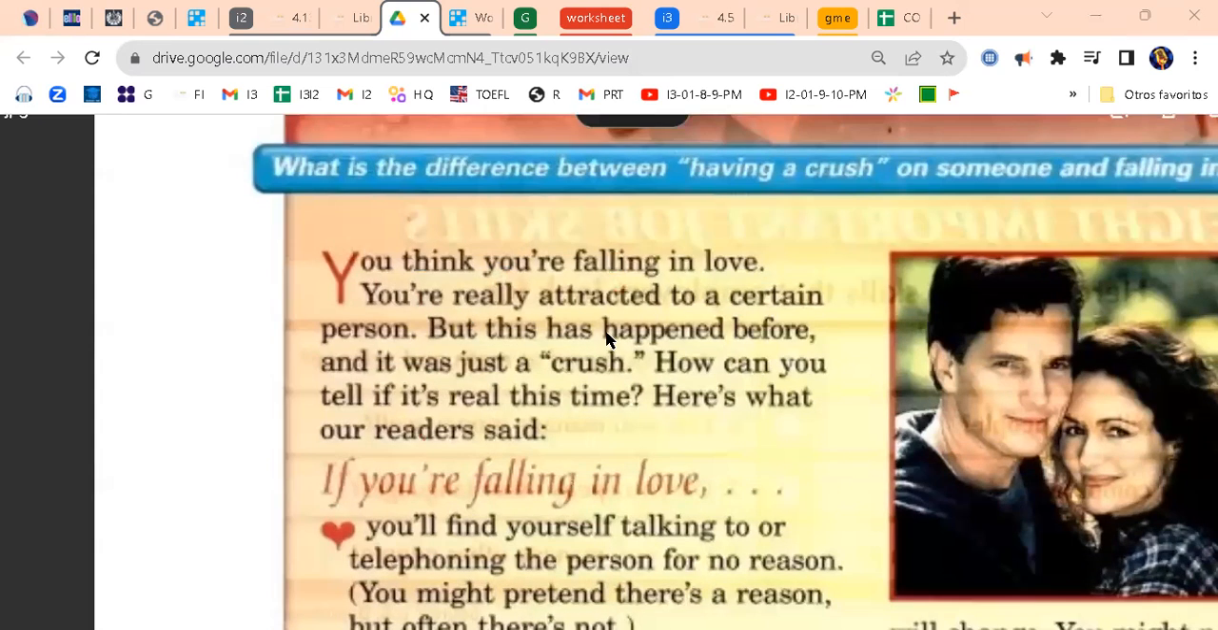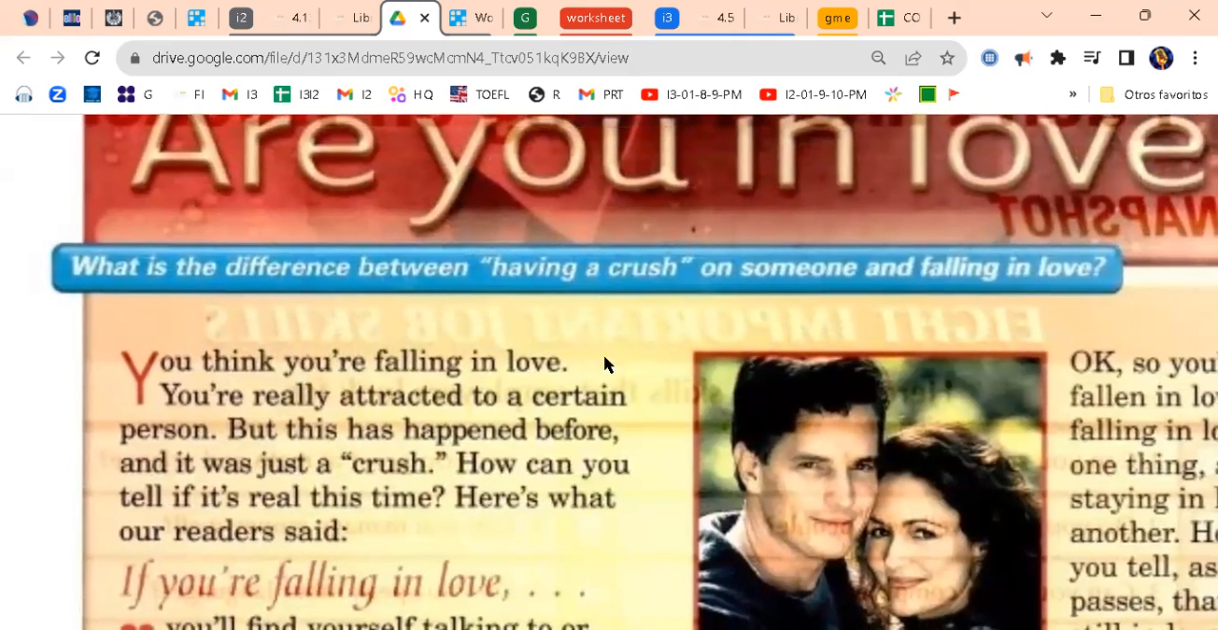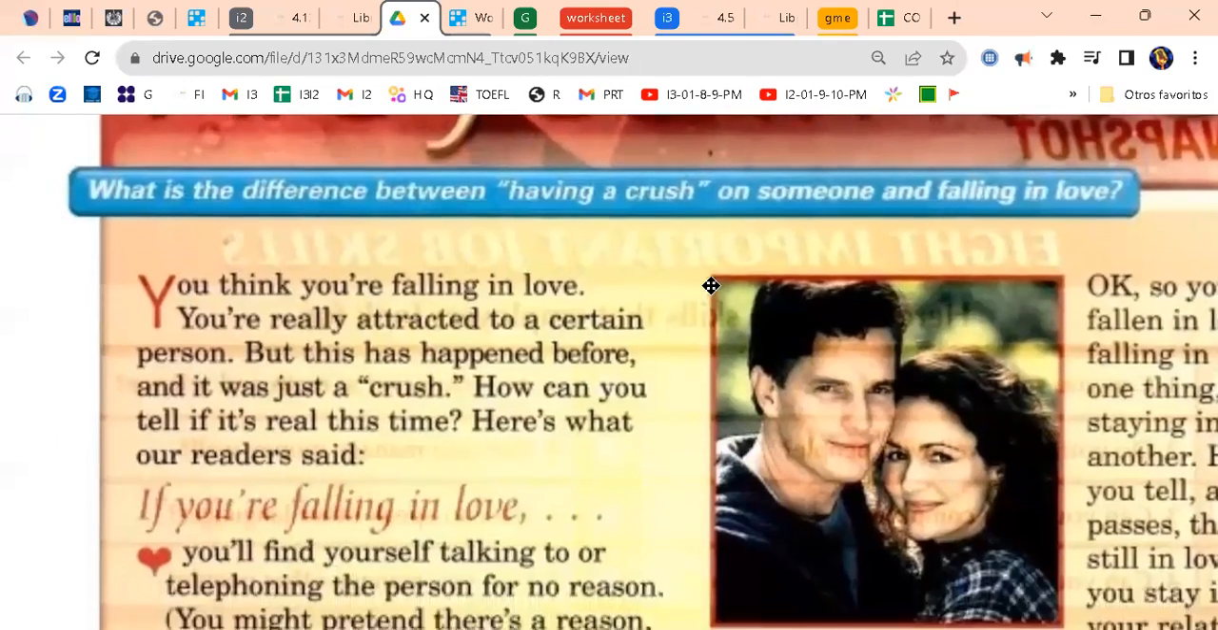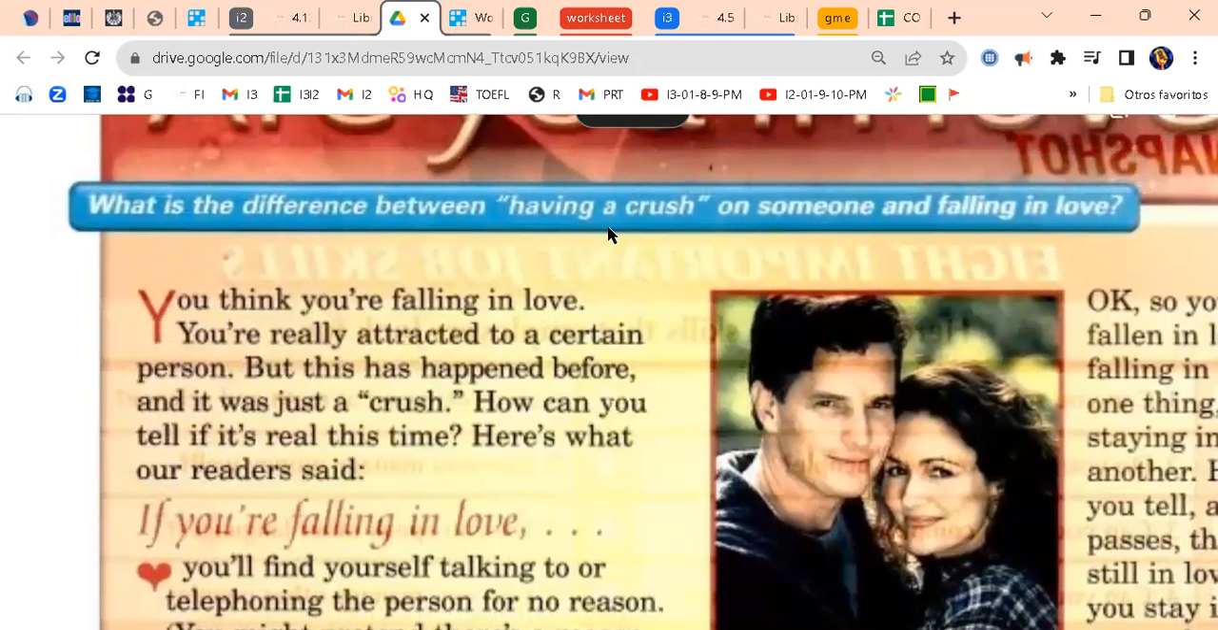So let's have a reading about it. So what is the difference between having a crush on someone and falling in love, right? So let me see. We're gonna start the reading. I'm gonna need a volunteer for the first paragraph. Renee, do you want to start? You think you're falling in love? Here, paragraph one.